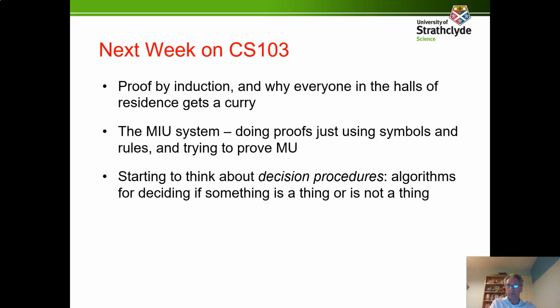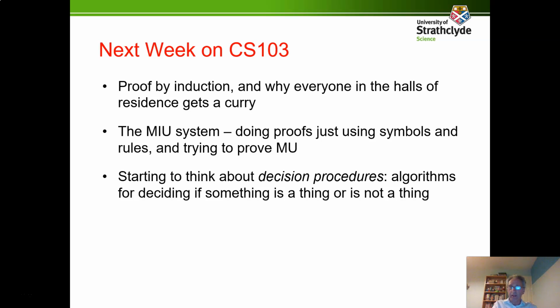It's an interesting proof. Next week in the class, I'm going to show you proof by induction. Proof by induction is something that works on the natural numbers, and I'm going to show you why everyone in an infinite halls of residence will get a carry. Then we're going to look at the MIU system. The MIU system is a really good way of thinking about proof. We're only using symbols and rules, and they won't mean anything to you. So it's not like doing proofs in maths, and we're going to try to prove MU.